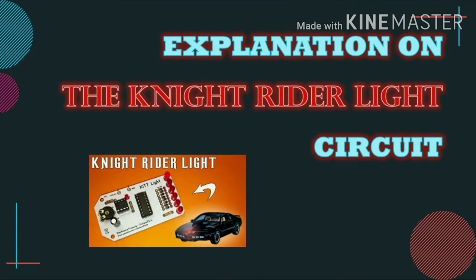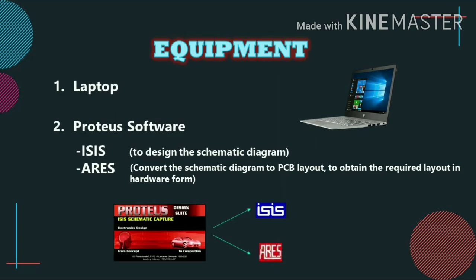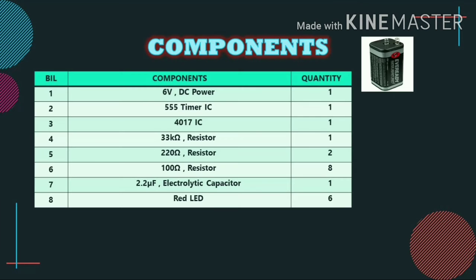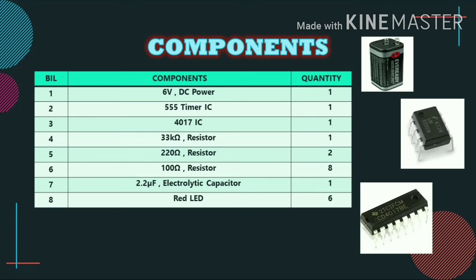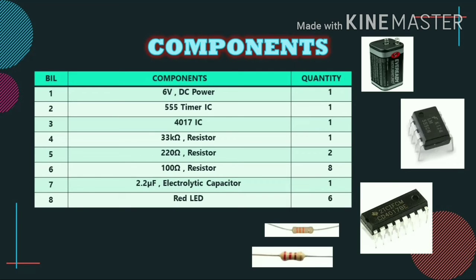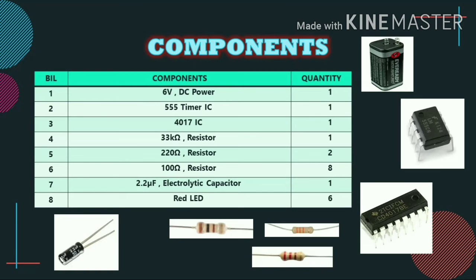Hello everyone, in this video I will explain about the Night Rider light circuit. The equipment we use is our own laptop and Proteus software. The components we use are 6V DC power, 555 timer IC, 4017 IC, 33 kilo ohm resistor, 220 ohm resistor, 100 ohm resistor, 2.2 microfarad electrolytic capacitor, and red LED.